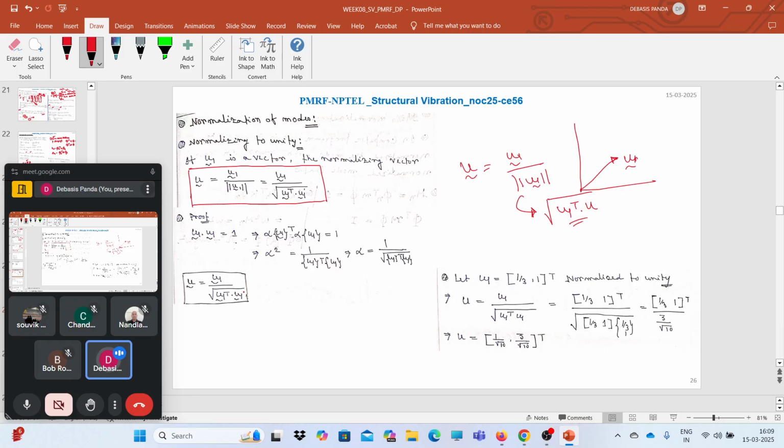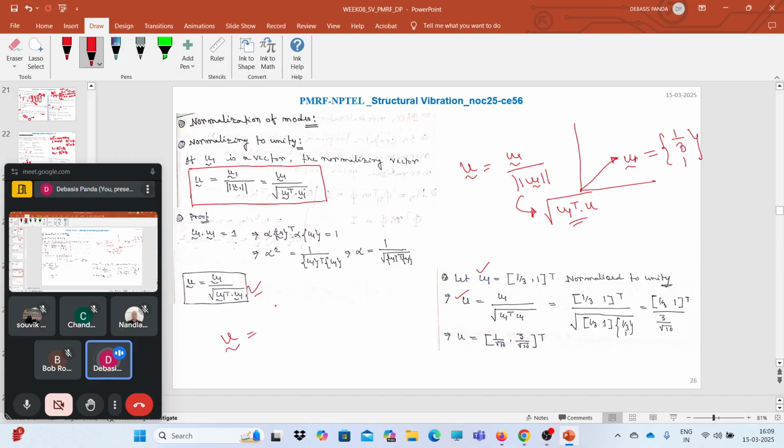So in this proof, you can also see that normalization can be done like this. Say for example, we have a vector u1. Let's say for example, this u vector contains two components, 1 by 3 and 1. Now let's find out the normalized to unity value of this u. How can we find out? You just need to perform this task, it's nothing but the vector divided by the Euclidean norm of this vector. So here you just do this calculation.